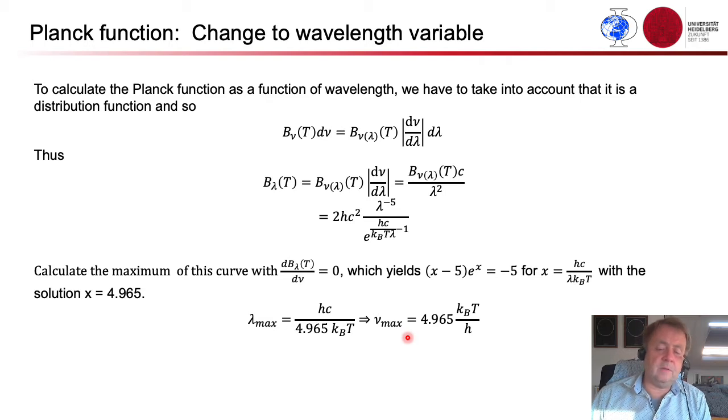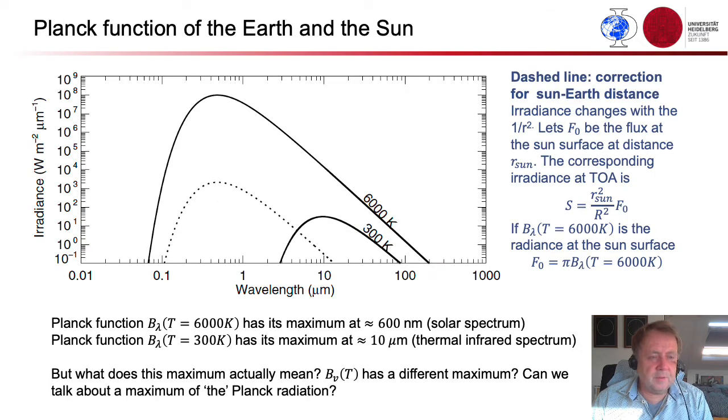And that's really weird. To answer the question where the maximum of the Planck function is, means that you can get two answers. One if you give it in the frequency representation, and another if you give this function in the wavelength representation. That needs a little bit more discussion on how we should interpret that. Before we proceed with our discussion, let us have a look at what the Planck function looks like.